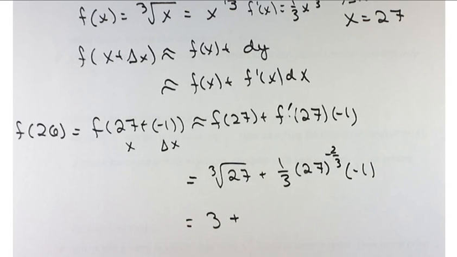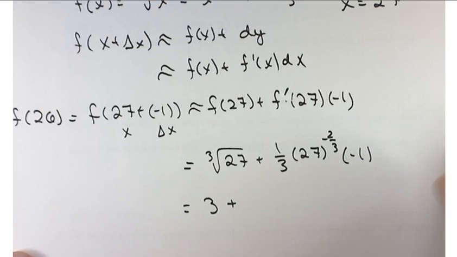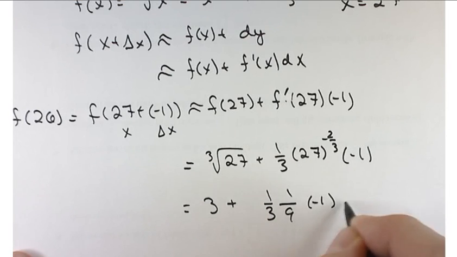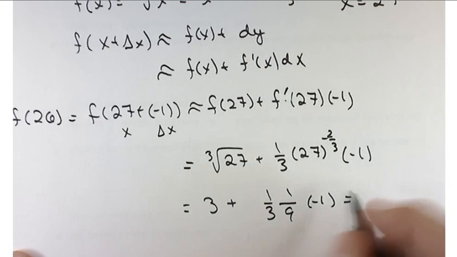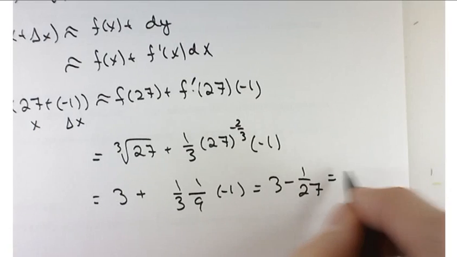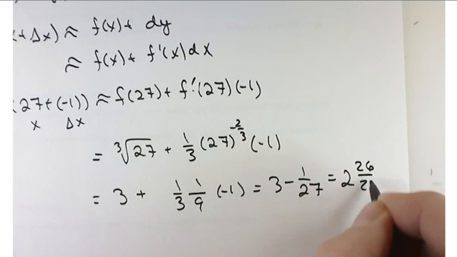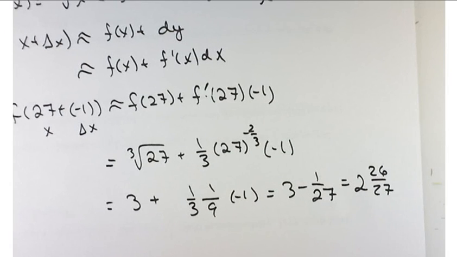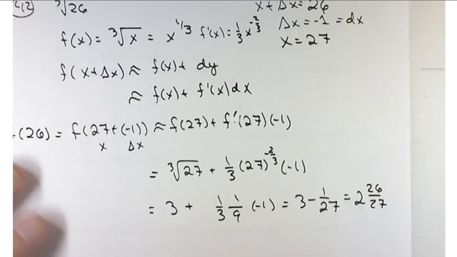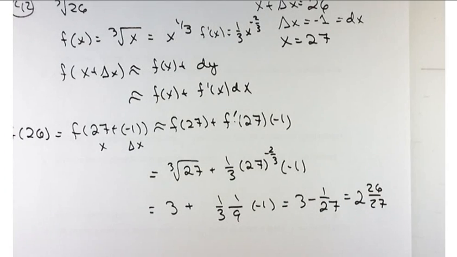The cube root of 26 is going to be something close to 3. Not going to be exactly 3, but it's going to be close to 3. This is going to be 1/3 times, that's going to be 1 over 9 times negative 1. In other words, 3 minus 1/27, or 2 and 26 divided by 27. So that's our approximation to the cube root of 26.